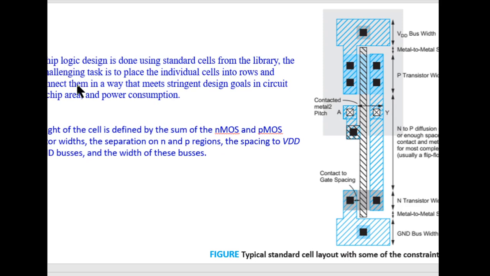So after chip logic design is done using standard cells from the library, the most challenging task is to place the individual cells into rows and interconnect them in a way that meets stringent design goals in circuit speed, chip area, and power consumption. Okay. So it says that after you pick up the components, like say, this is one component that is picked up from the library. So you will pick up several components from the library, and then you will place these components on the particular IC area, and you will interconnect those components by using interconnections.